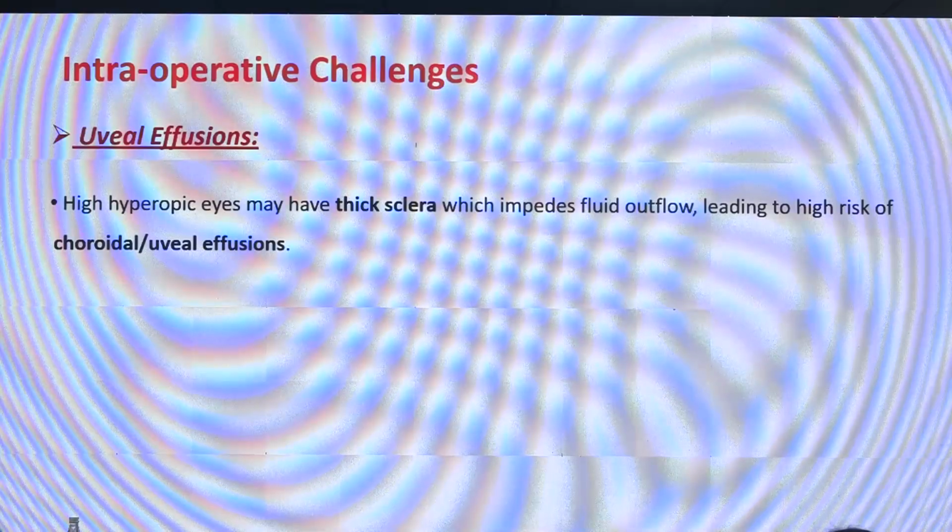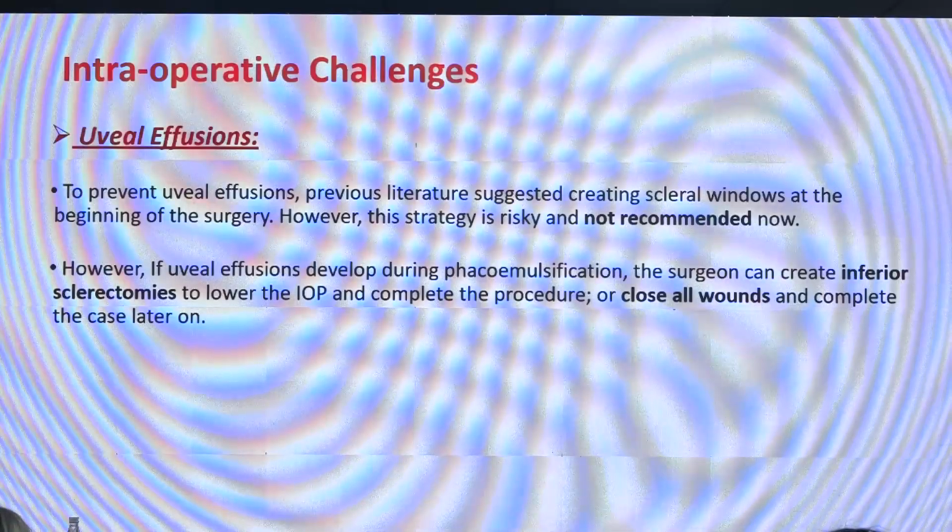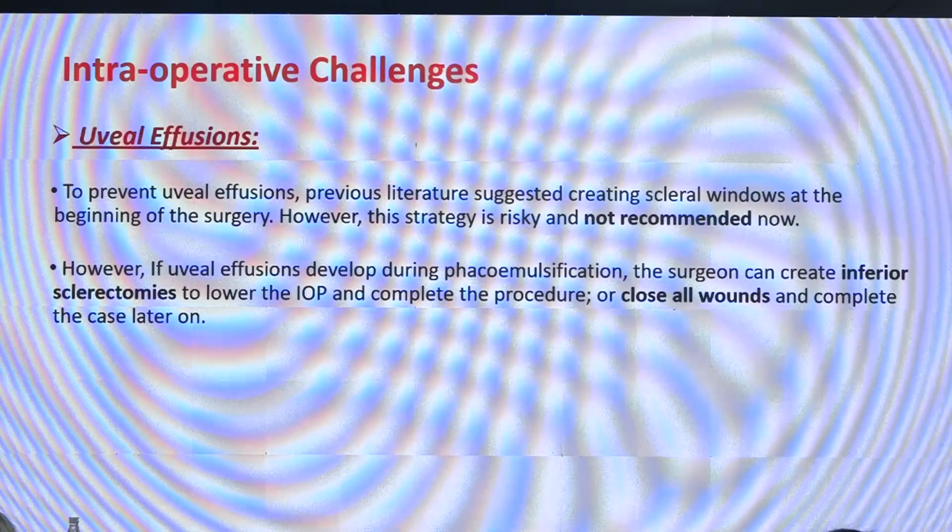Uveal effusions are another risk in hyperopic eyes because these eyes have thick sclera, which impedes fluid outflow and leads to a higher risk of choroidal effusions. To prevent uveal effusions, previous literature suggested creating scleral windows at the beginning of surgery. However, this strategy is risky and not recommended now because it will weaken the sclera, and there is already a positive vitreous pressure, so there can be perforations.